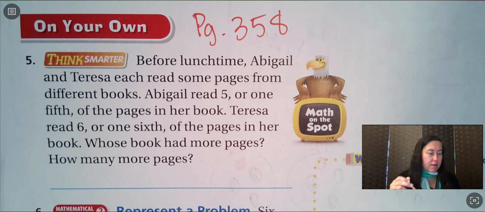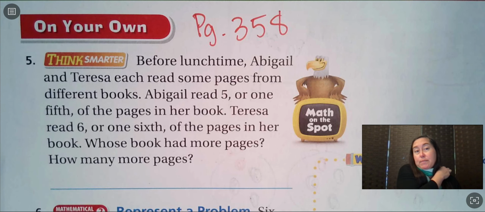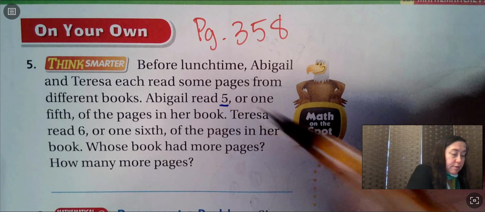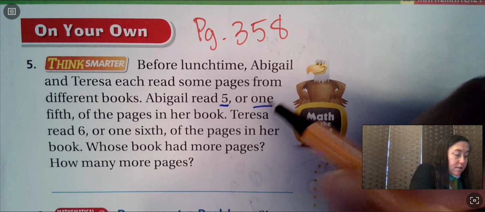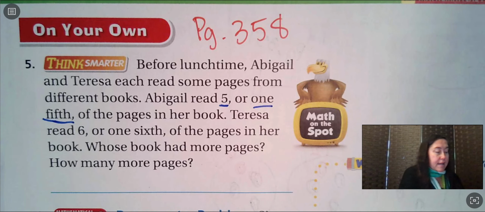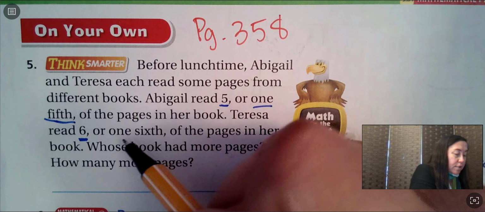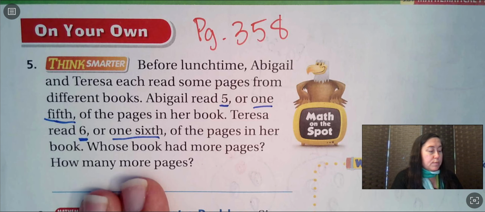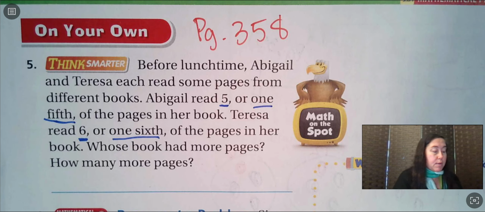Last page of lesson 8.9 on page 358. Let's think smarter with number 5. Before lunchtime, Abigail and Teresa each read some pages from different books. Abigail read 5 pages, which is the same as 1/5 of her book. Teresa read 6 pages, which is 1/6 of her book. Whose book had more pages and how many more pages?